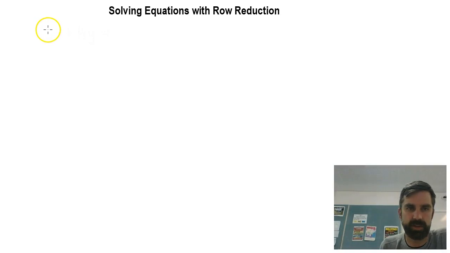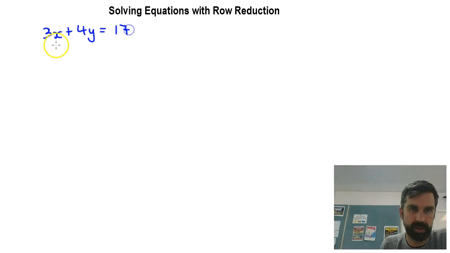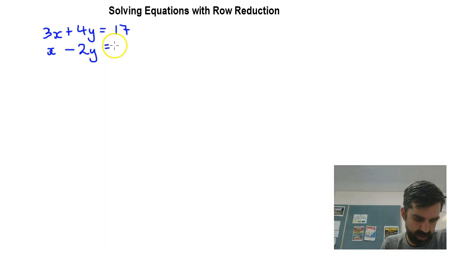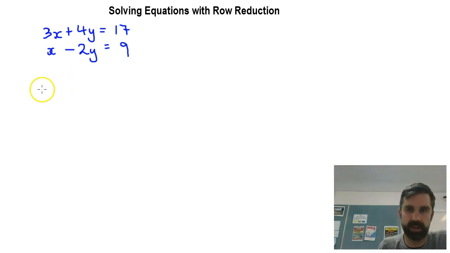So let's just do a little example. Let's say we've got two equations, 3x plus 4y equals 17 and x minus 2y equals 9. What we did today, we solved that using elimination, and that's relatively straightforward most of the time. Row reduction can be a faster way of doing this, but also, when we're trying to visualize what's happening with the lines, it gives us an idea of what's happening with the lines.